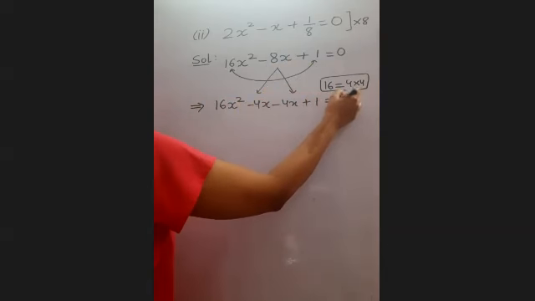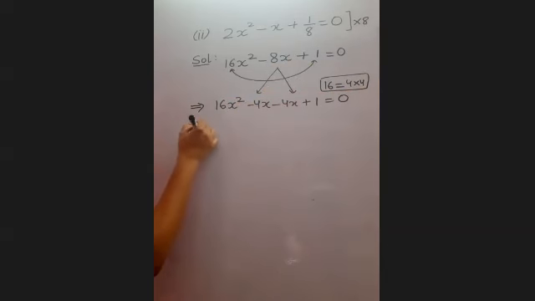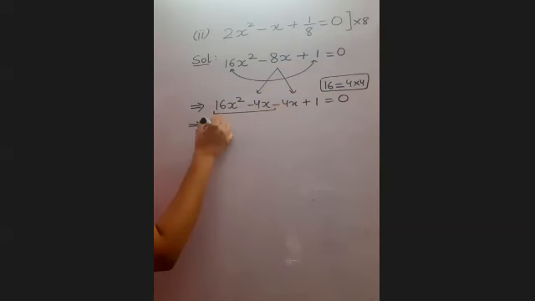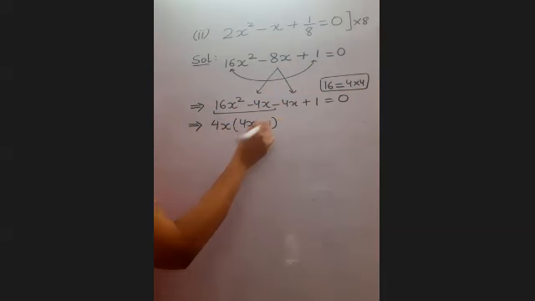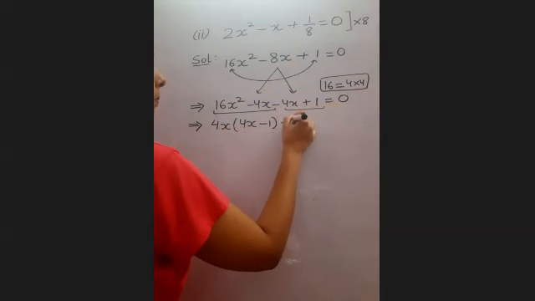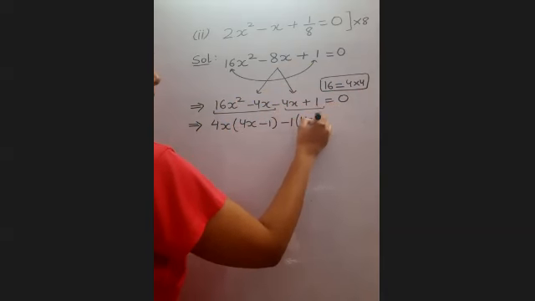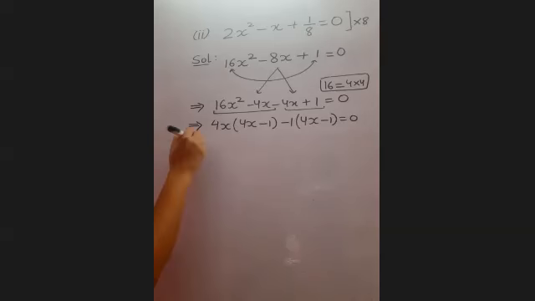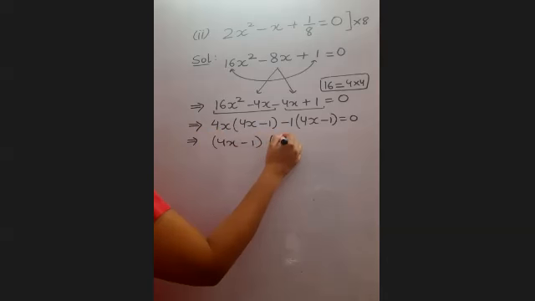4x minus 4x, so now 16x square minus 4x. What is to be taken common? 4x. So we get 4x minus 1, 4x minus 1, and from here minus 1. So this is 4x minus 1, 4x minus 1.